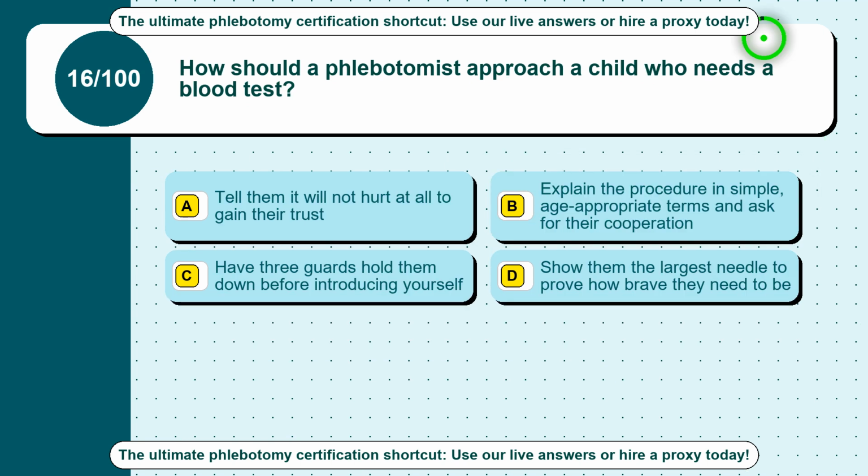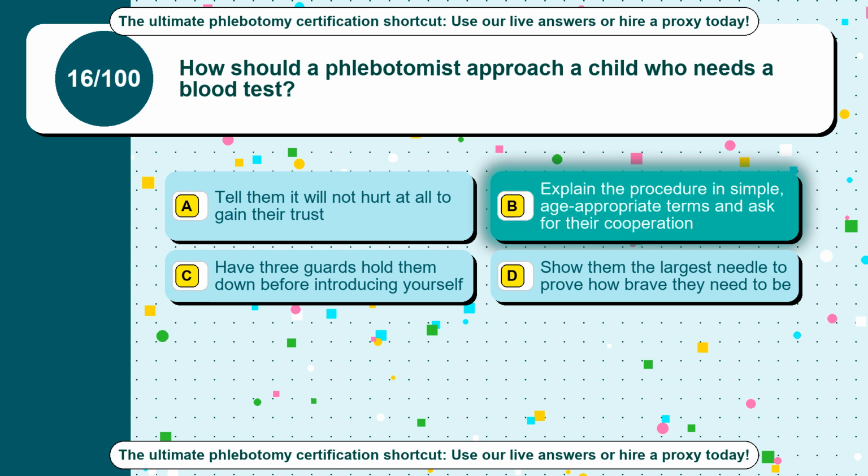Question 16. How should a phlebotomist approach a child who needs a blood test? Option A, tell them it will not hurt at all to gain their trust. Option B, explain the procedure in simple, age-appropriate terms and ask for their cooperation. Option C, have 3 guards hold them down before introducing yourself. Option D, show them the largest needle to prove how brave they need to be. The correct answer is option B, explain the procedure in simple, age-appropriate terms and ask for their cooperation.